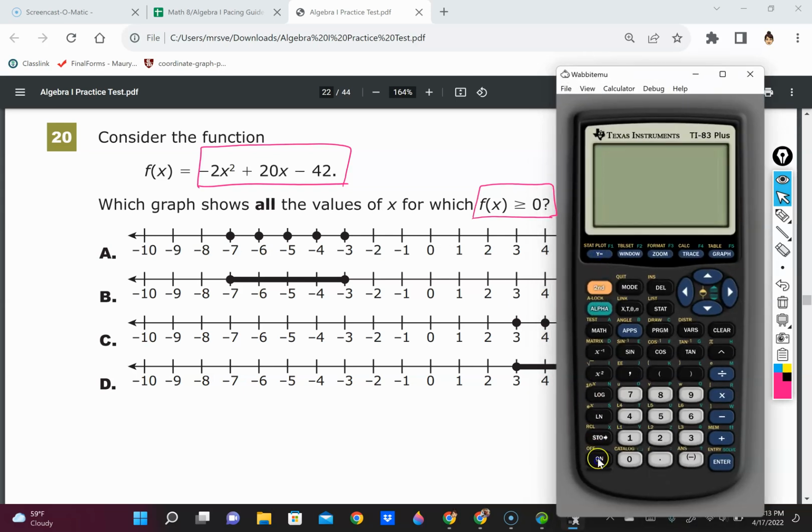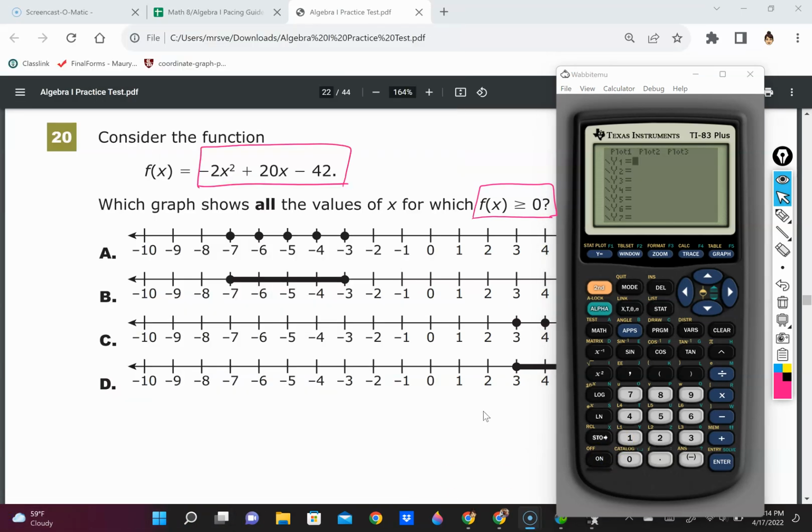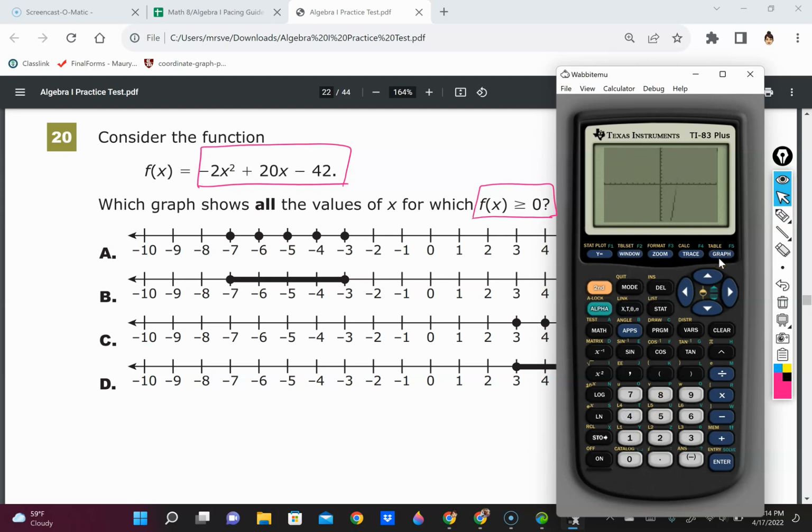Guess I gotta turn it on first. Maybe not. All right, finally got the calculator on. Let's type this in. Negative 2x squared plus 20x minus 42. Hit graph. This is our standard 10 by 10 window, and it seems to fit in there. So if you notice here, the intercepts are at 3 and 7.